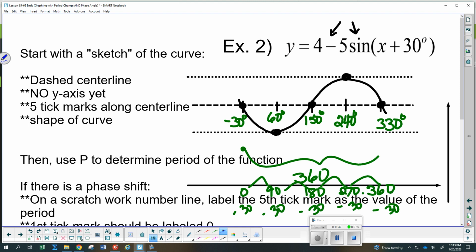150 plus 90 is 240. Plus 90 is 330. Either way gets you there. If you do this as scratch work, either erase it or put one nice neat X through it so I know not to grade those numbers.